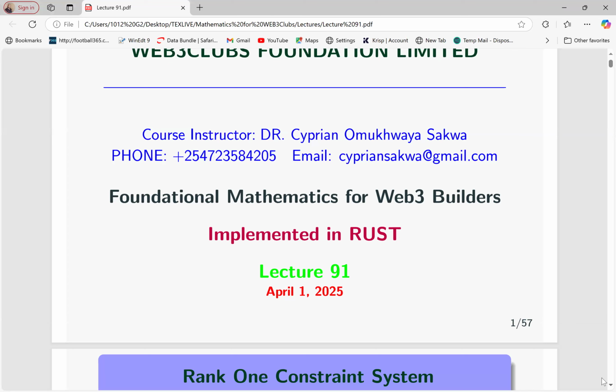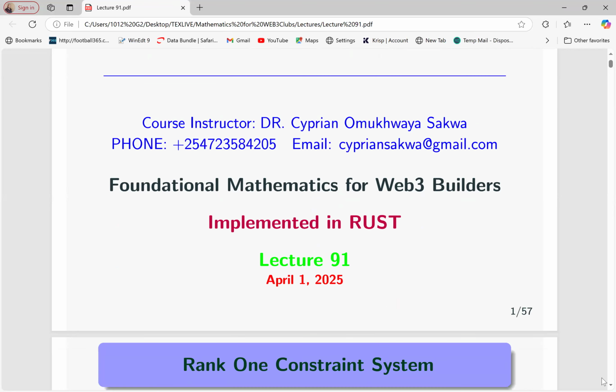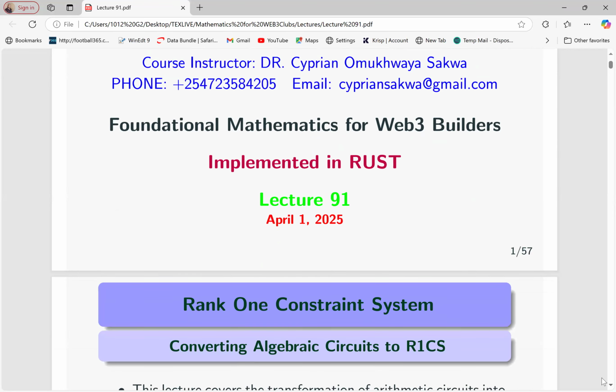Now, we're looking at the final topic before we look at the real zero knowledge groups. We're looking at the rank 1 constraint system. Through our course, as we do the rank 1 constraint system, we learn how to write the zero knowledge proofs. The content we learn here will be very much related to what we'll be writing when we begin the zero knowledge proofs. So they're very much related.